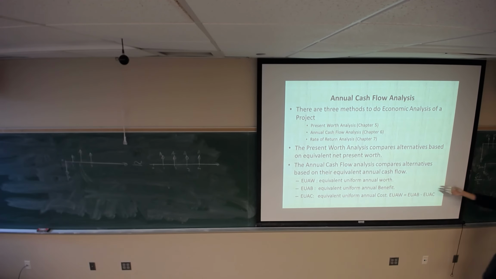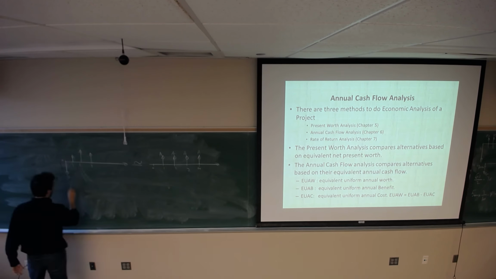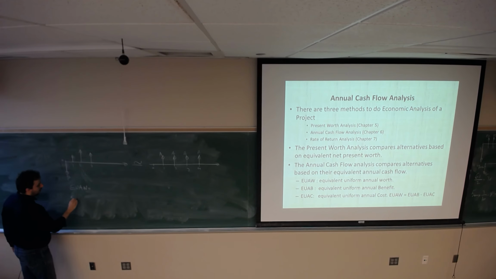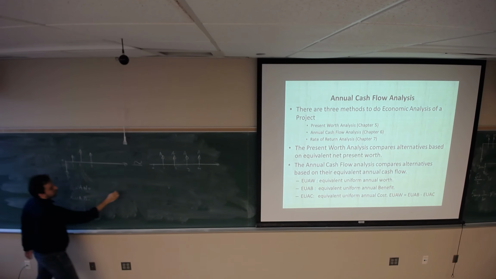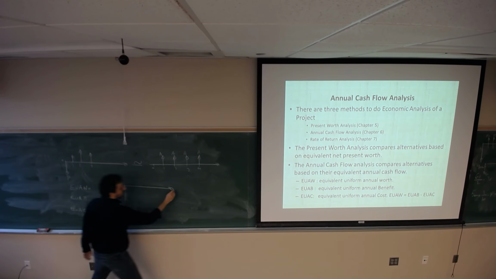There are three terms that are going to show up. EUAW, equivalent uniform annual worth. EUAB, equivalent uniform annual benefit. And EUAC, which is equivalent uniform annual cost. If you break these into two parts, you are going to have cost P plus benefit.